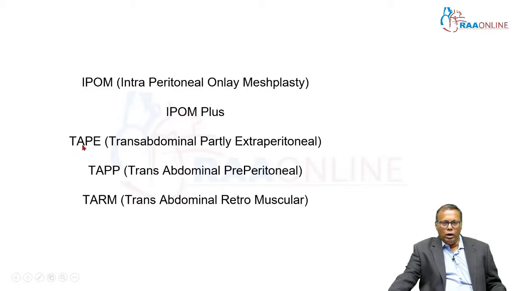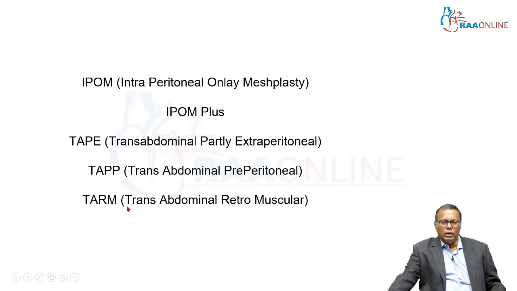When you use a composite mesh which is exposed to the intestine partly and partly covered by peritoneum, it's called TAPE. So it's transabdominal, partly extraperitoneal, usually done for suprapubic hernias. When you have a small defect like an umbilical hernia, you can raise only the peritoneum and place the mesh just in front of the peritoneum, which is preperitoneal, akin to what you do for an inguinal hernia, which is called a TAP procedure.